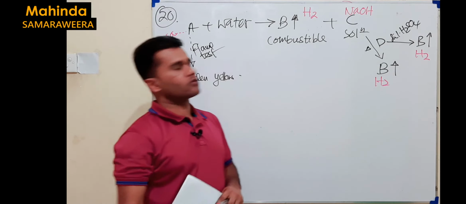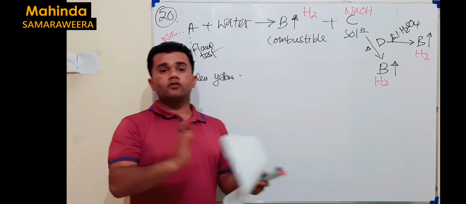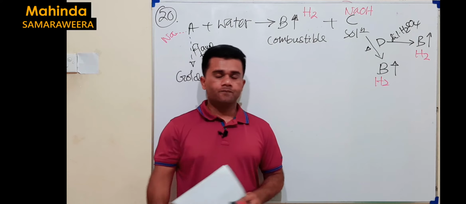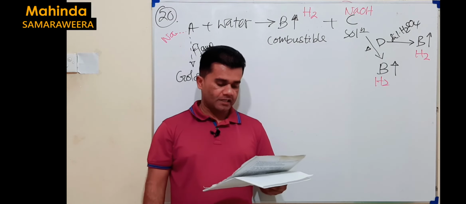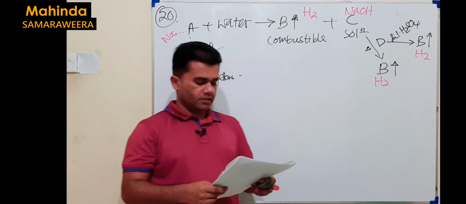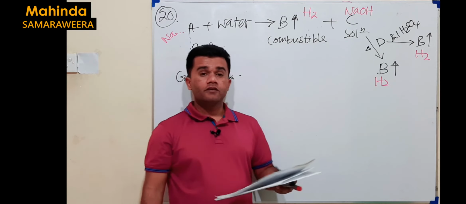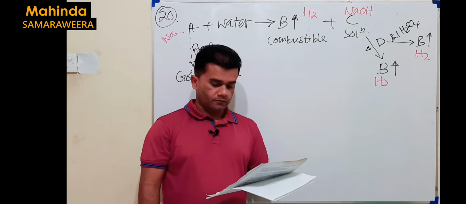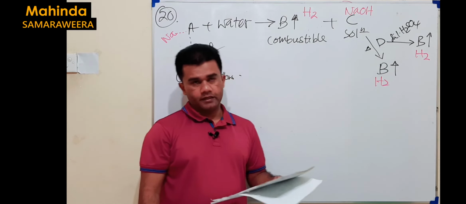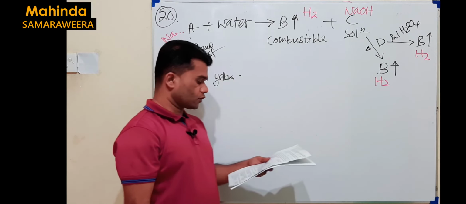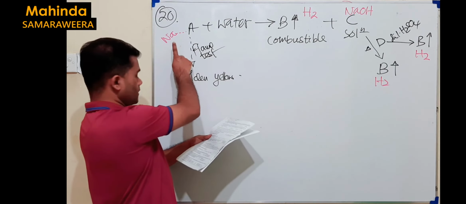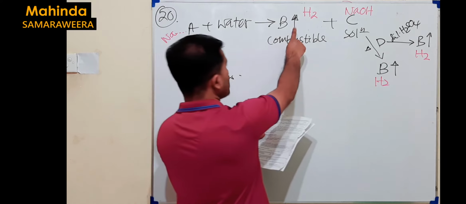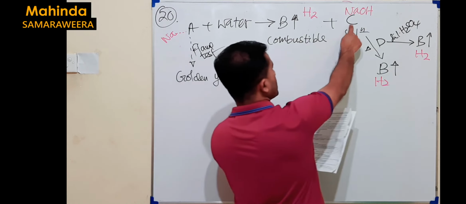Then what can you say about D? It reacts with both acid and base. Then D should be an amphoteric metal. This is found in the fifth answer. The fifth answer is the correct one. A is sodium, B is hydrogen, C is sodium hydroxide.